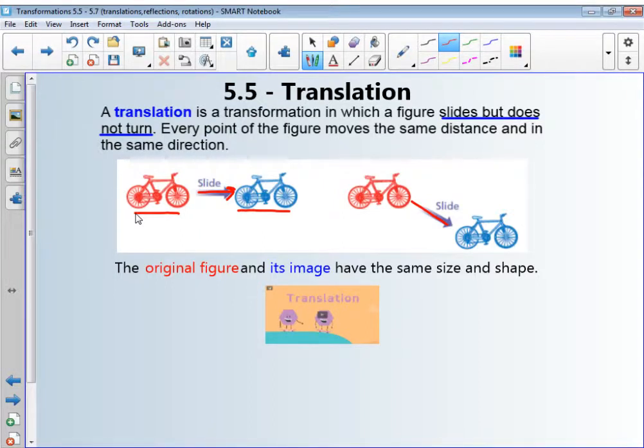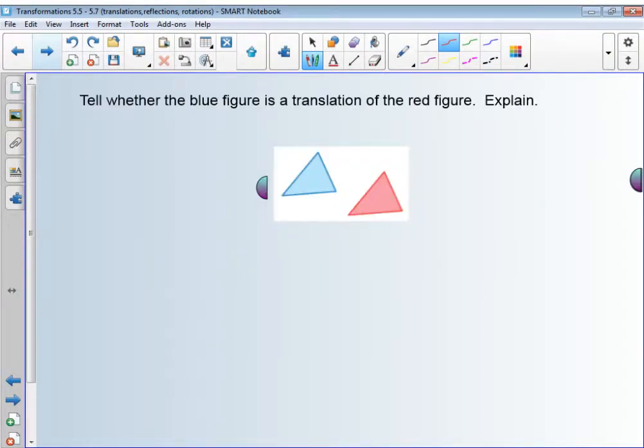So notice that the front of the bike still stays the front of the bike. It does not rotate in any manner, okay? An original figure and its image have the exact same size and shape when you are working with the translation. If you have not watched the translation video that I have connected on our Google Classroom, make sure that you do watch that. I'm not able to share it through this video because my screen won't jump to my internet from this, okay? Okay, so we're going to move on with this.